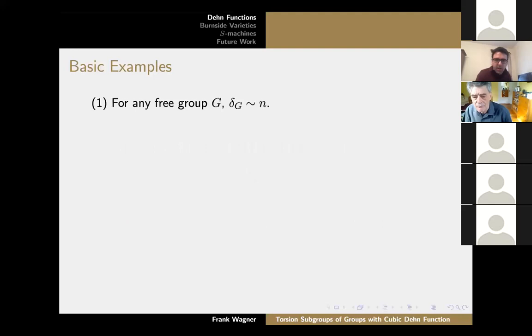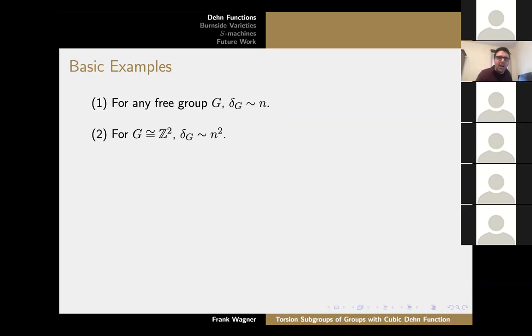All right, so a couple basic examples. If our group is free, then its Dehn function is linear. This might seem counterintuitive at first because if we take any reduced word in the free group, it's not going to be trivial. So the Dehn function should just be the constant zero function, but we're working coarsely, up to some linear term. So we're just going to say that it's linear.